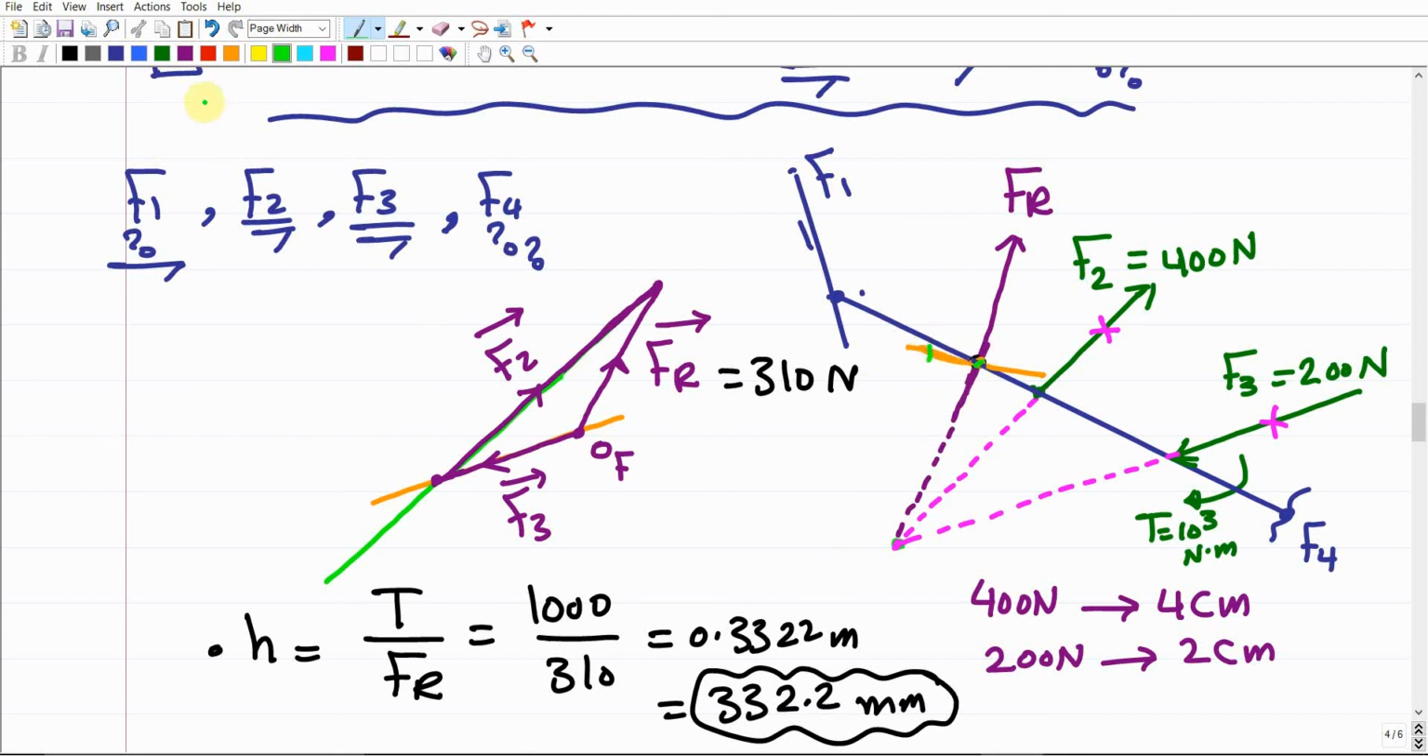Then mark a point. From this point, you're just going to draw a force that is parallel to the original force FR. This is going to be the new FR, FR dash. And you should understand that this new FR dash should have the same magnitude, 310, and should be normal to this normal distance in this way. Then we can remove this FR and remove this torque.